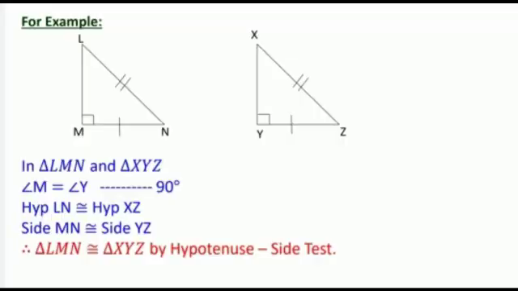Let's see the example of hypotenuse side test for right angled triangles. Now in triangle LMN and triangle XYZ, angle M is equal to angle Y, which is equal to 90 degrees. Hypotenuse LN is congruent to hypotenuse XZ and side MN is congruent to side YZ. So we can say that triangle LMN is congruent to triangle XYZ by hypotenuse side test.